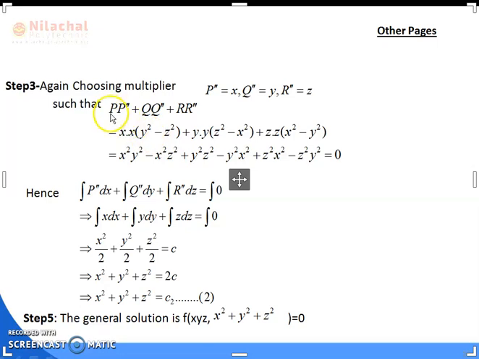Then we can find the integration of P double dash plus Q double dash plus R double dash. So we write integration of x dx, y dy, z dz equal to integration of 0. Then x integration is x square by 2, y integration is y square by 2, z integration is z square by 2 equal to c. After that, x square plus y square plus z square equals 2c. Suppose that is another constant c2. Okay. So this is v, and before that we got u. So the general solution is f of u comma v equal to 0. So we have completed a different example.